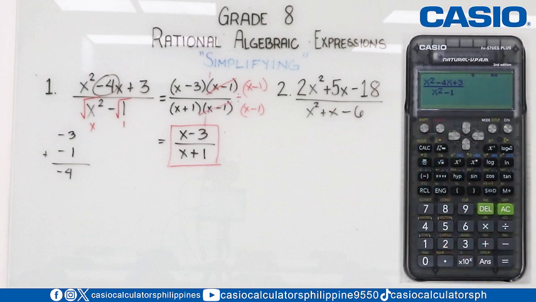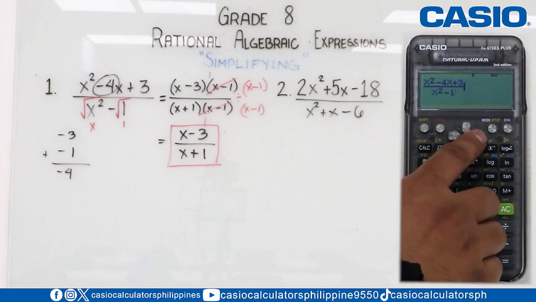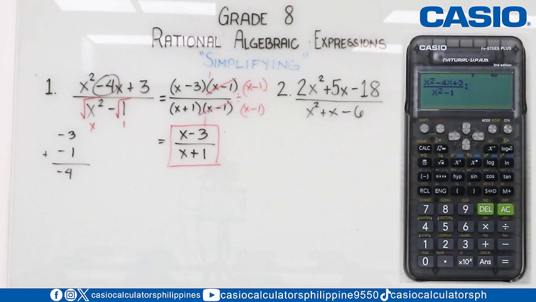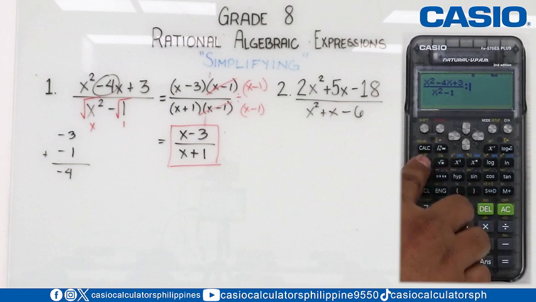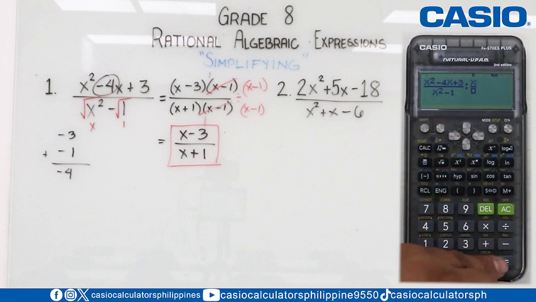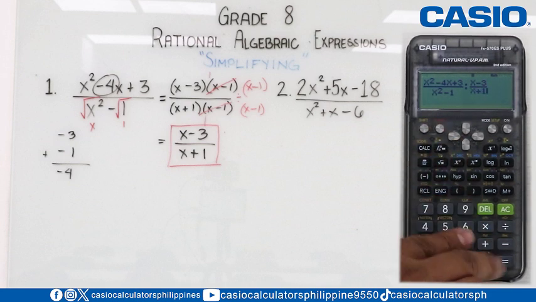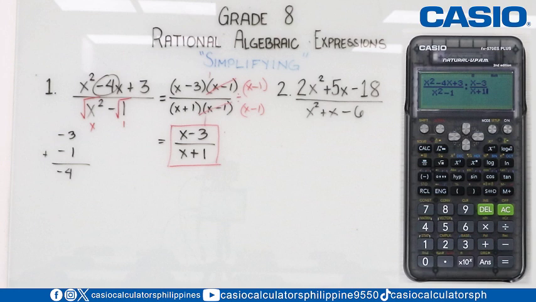That is x squared minus 4x plus 3 over x squared minus 1. Then we put the colon function and type in our answer, x minus 3 over x plus 1. The next thing to do is to identify what values of x we should not use for this algebraic expression, those that will make the denominator equal to 0.